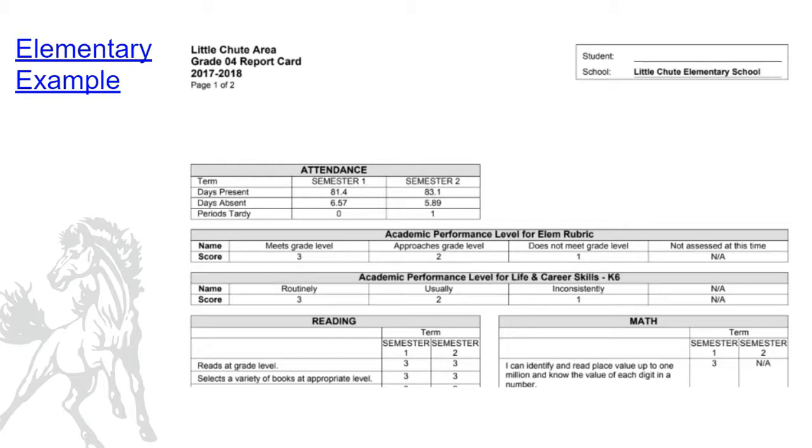At the top, you will see the attendance and you will see the academic performance level for what that means. A 3 meets grade level expectations, a 2 approaches grade level, a 1 does not meet grade level, and NA means not assessed at that time.